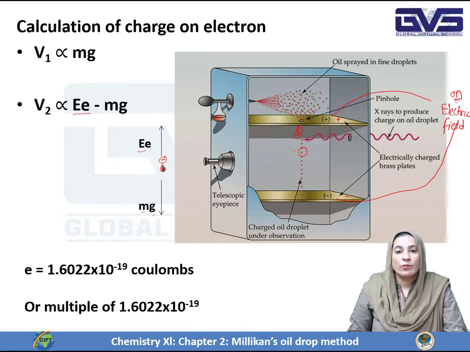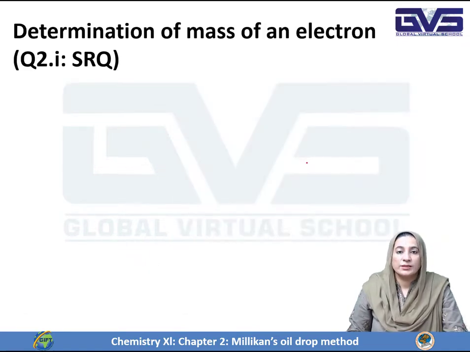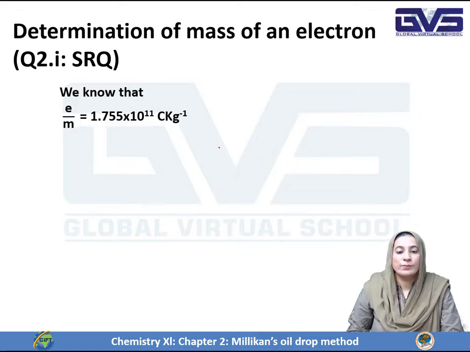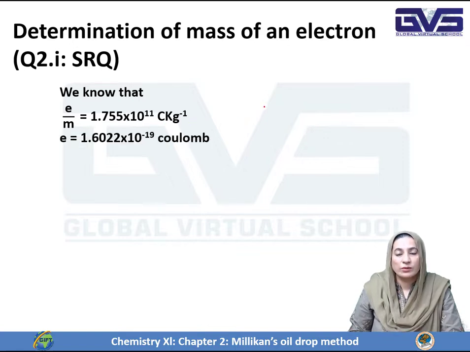Later, with modern techniques, the charge determined on the electron was the same as Millikan determined at that time. Students, now there is a short response question from your reference book: determine the mass of an electron. This is very easy. You already know the charge to mass ratio from the previous lecture, that is 1.755 × 10^11 coulombs per kilogram, and the charge now determined by Millikan is 1.602 × 10^-19 coulomb.